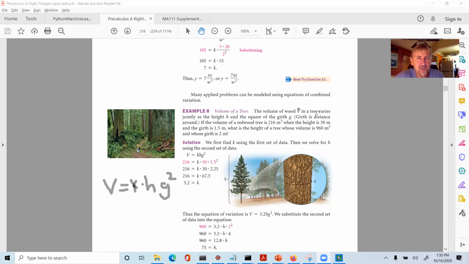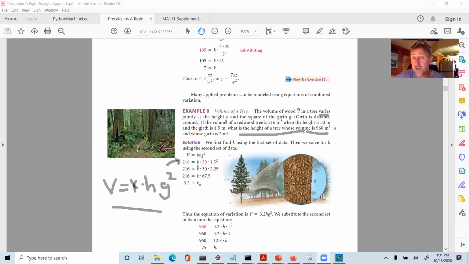The volume V in a tree varies jointly as H and G squared. And then they're going to give you the values. The hard part's making this first equation. Once you have your equation, again, plug in all the knowns, solve for k, and then rewrite your equation. And then it says, once you've solved for k, like we did here, we got 3.2. Now, what is the height of a tree whose volume is 960 meters and whose girth is 2 meters squared?